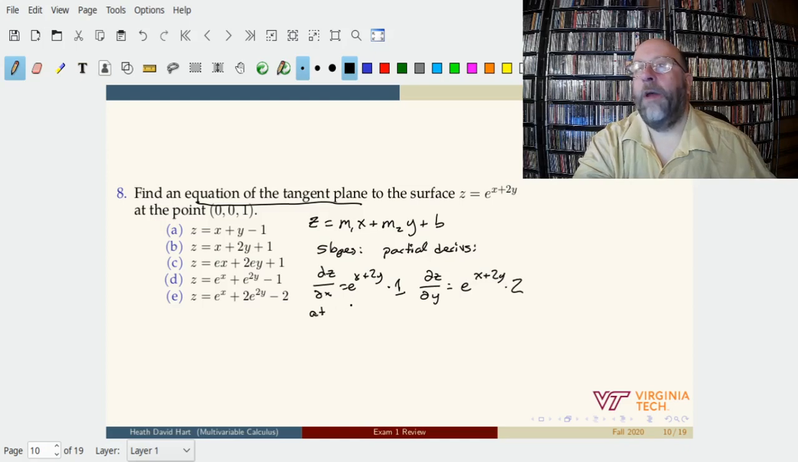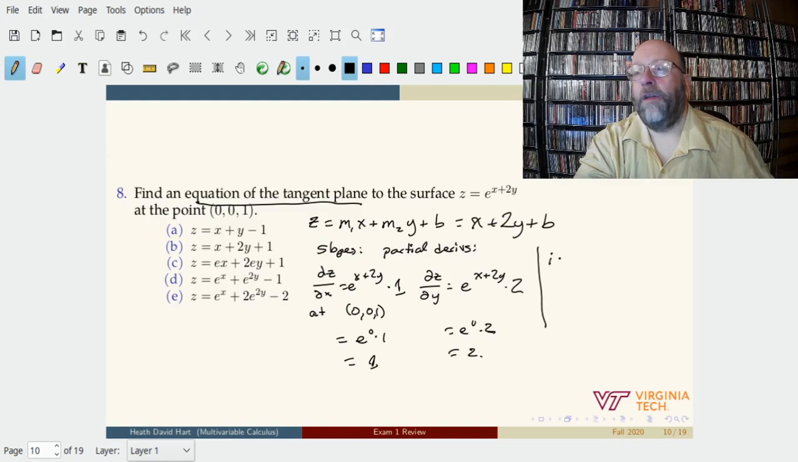And at the point (0, 0, 1), this is e to the 0 times 1, which is 1. And this is e to the 0 times 2, and that's 2. And so now we know what the slopes are, 1 in the x direction and 2 in the y direction. But we still don't know what b is. So then we take the point (0, 0, 1) and plug this in.